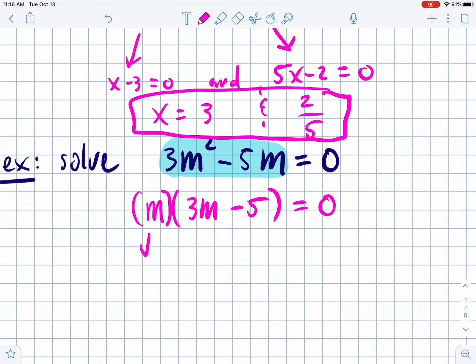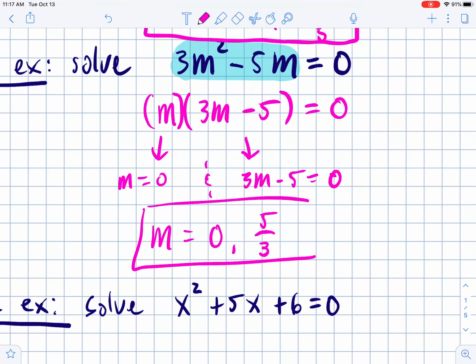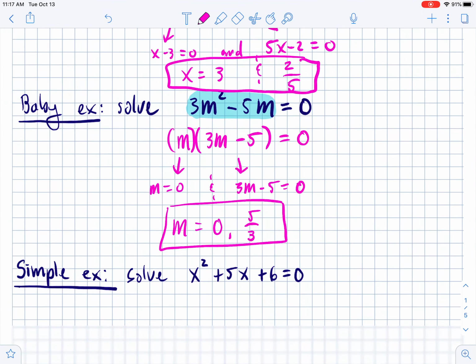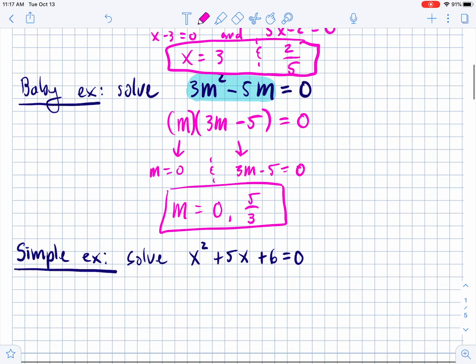Now you have two things being multiplied to get 0. So you use the zero product property and split them. So m is equal to 0 and 3m minus 5 is equal to 0. So your answers are m is equal to 0 and 5/3. Add 5, divide by 3. So that's baby factoring. You should always check if there's a common monomial.